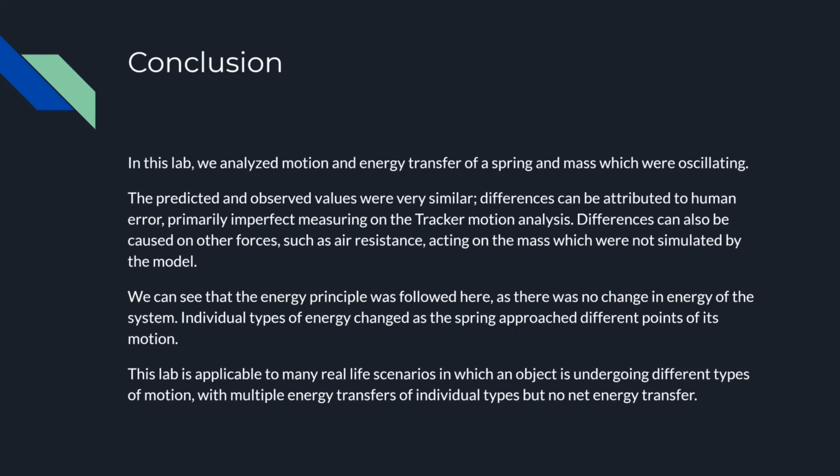So overall, in this lab, we are able to analyze the motion and energy transfer of a spring and mass which are oscillating and have both horizontal and vertical motion. The predicted and observed values are very similar. Differences can be attributed to human error, such as imperfectly measuring the center of mass on the tracker motion analysis, as well as other forces such as air resistance acting on the object.